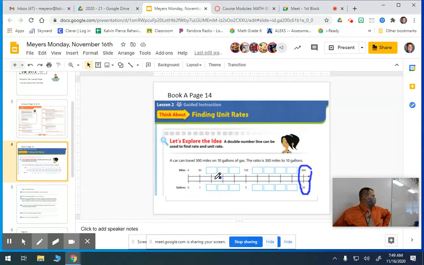They have a number line here. So can you guys figure out what goes on the bottom of the number line? You guys in Book A? Book A, page 14. What goes on the bottom number line? The gallons of gas, right? You guys see that? So it goes 1. Can we fill in the blanks? 2, 3, 4, 5, 6, 7, 8, 9. You guys got it? It's hard for me to write with this pen. I'll do the best I can.